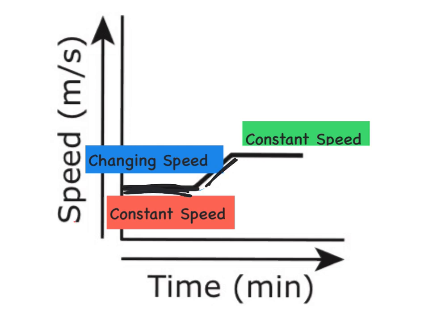In the second part of the graph, we have a diagonal line, which means we are speeding up, so we are accelerating. In this area, we have unbalanced forces.